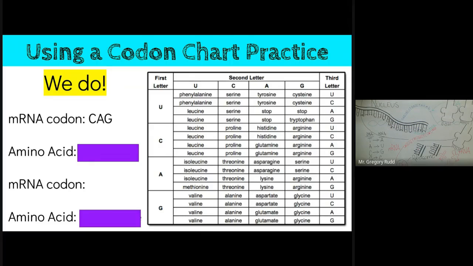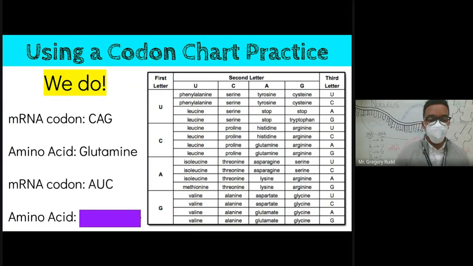Yes. And so GAG, we're only looking here. The abbreviation is GLU. You're right. Isn't it? I'm pretty sure it's GLU. Yeah. Good job. Okay, another one, AUC.